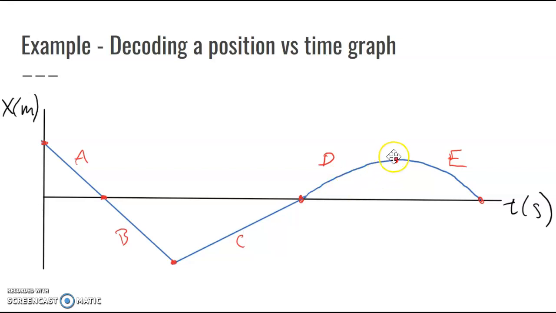And then in segment E, our position is becoming more and more negative. We're heading towards the negative direction, so our velocity is negative in segment E, and it starts off near 0 and then gets faster and faster. So that's a way we can describe the motion of this object on a position versus time graph.